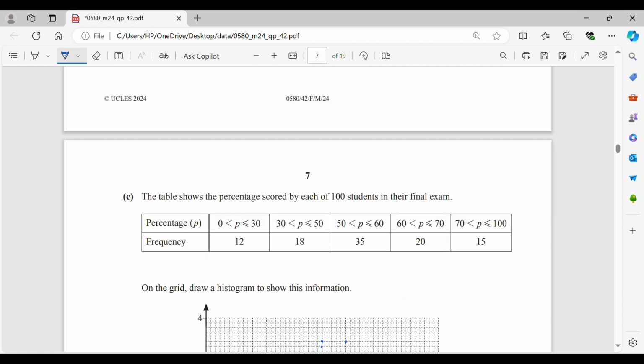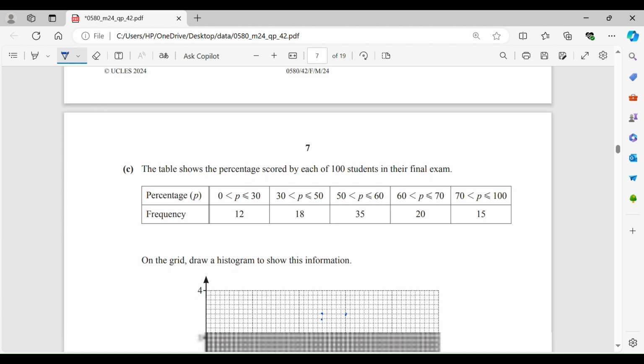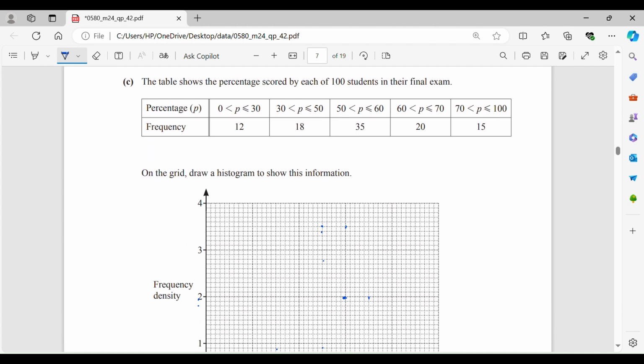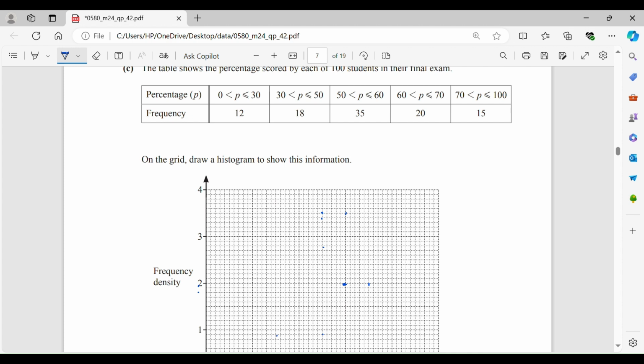Next part, C part. The table shows the percentage scored by each of 100 students in their final exams. So these are given. So draw the histogram. We need to draw the histogram for this, so we need to find the frequency density in this part. The frequency density, FD, will be equal to frequency over class width.